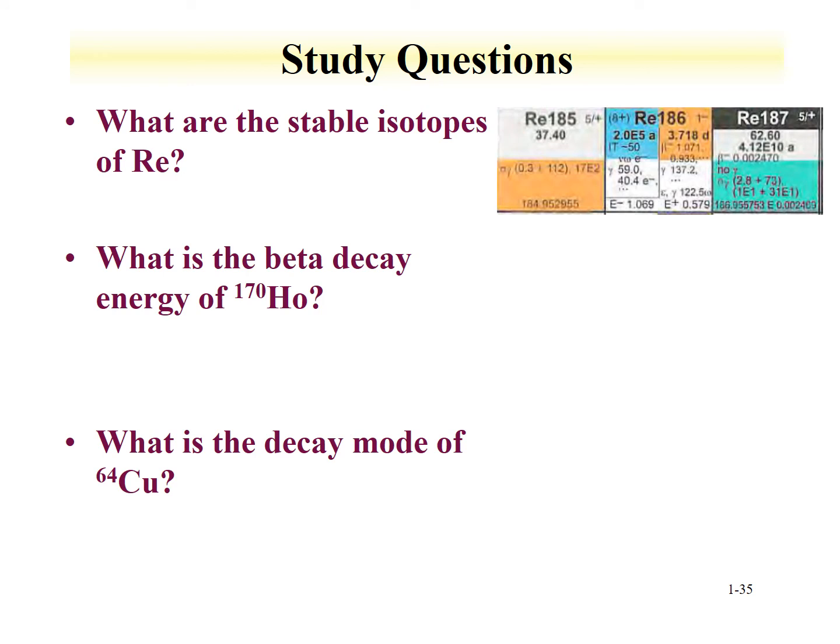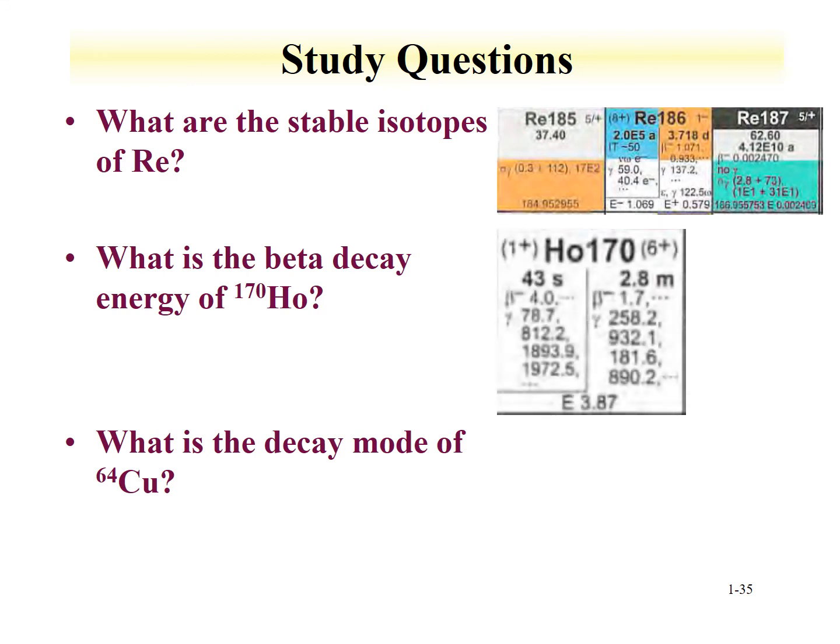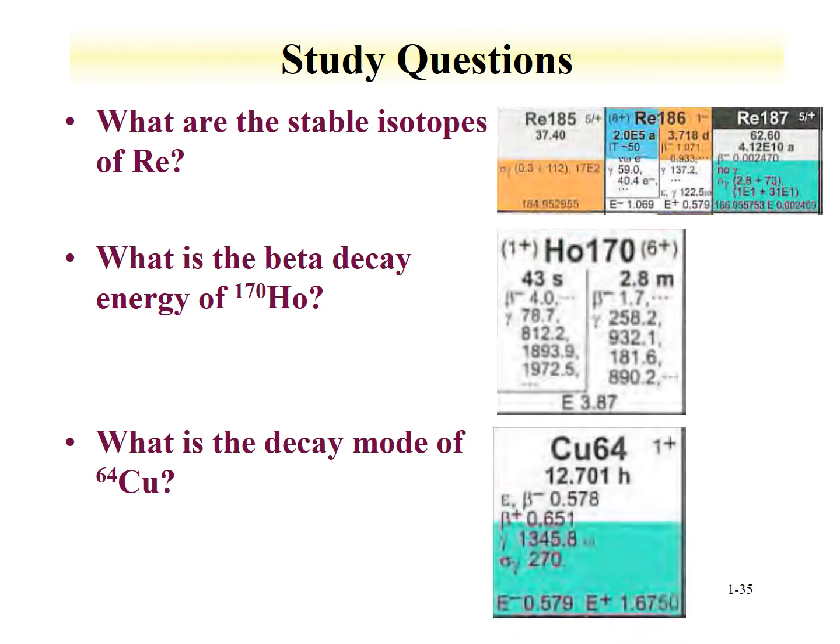What is the beta decay energy of holmium-170? As we see here, we have the metastable state and the ground state. The beta decay energy for the ground state is 1.7 MeV. What is the decay mode of copper-64? Looking at the data in the chart of the nuclides, you see that there's electron capture, beta minus, and beta plus for the decay modes of copper-64, and indeed copper-64 does decay by these modes.